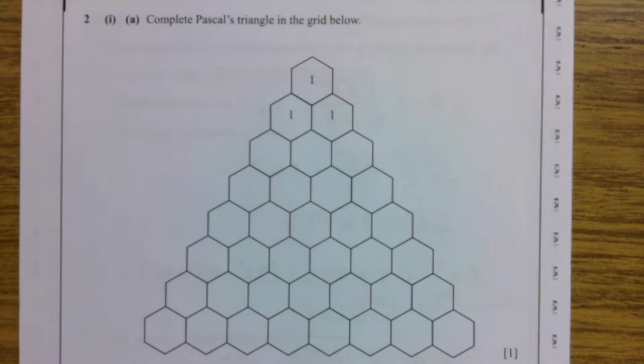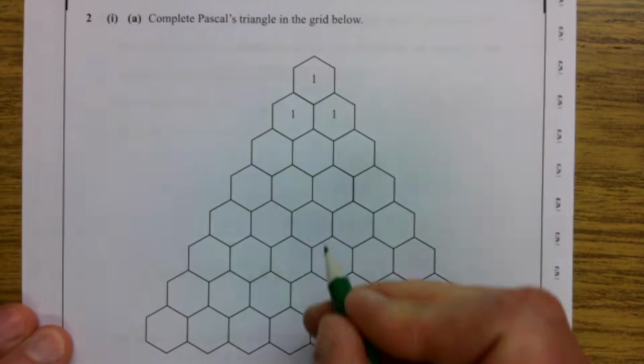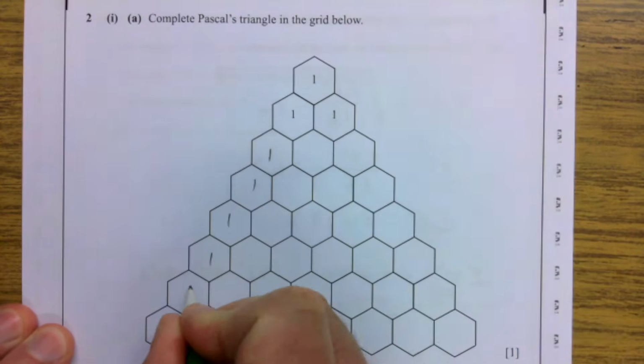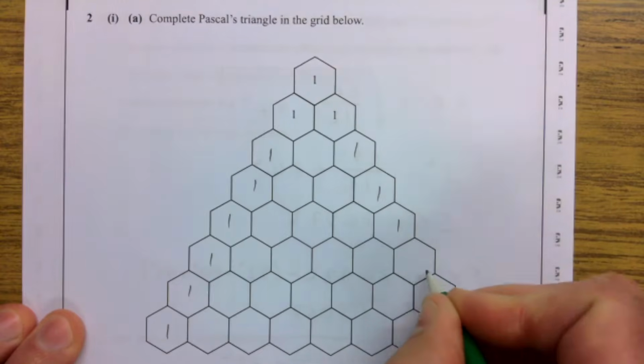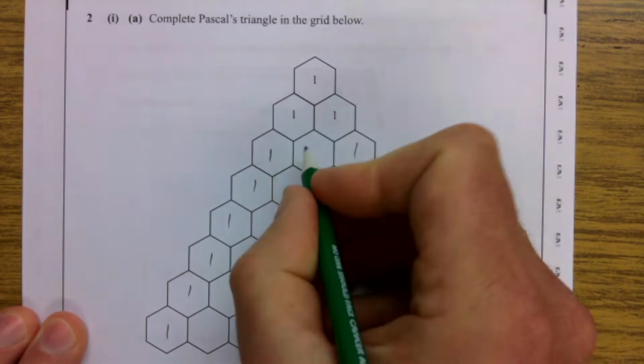Question 2 then looks like the binomial one. So complete Pascal's triangle in the grid below. So hopefully you realise it's always flanked by 1s going down here. So 1, 1, 1, 1, 1, 1. And then the way you work out Pascal's triangle is add the 2 above. So 1 plus 1 gives me 2.